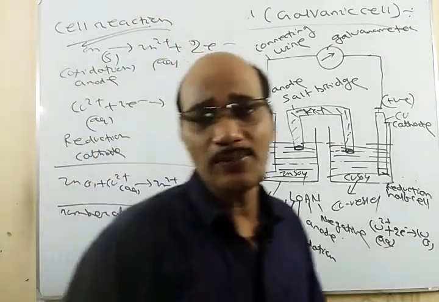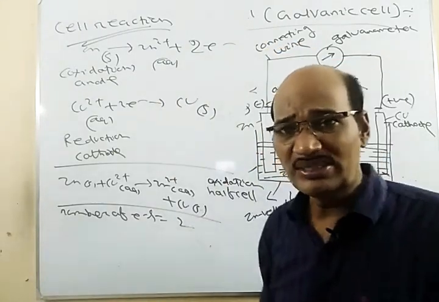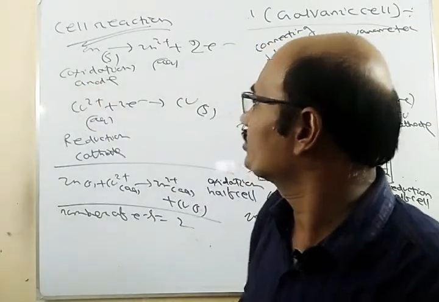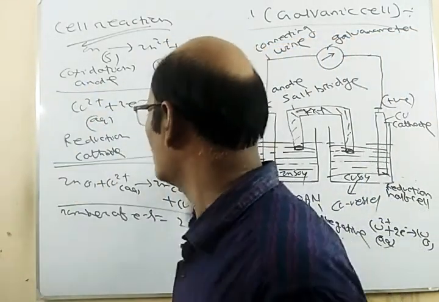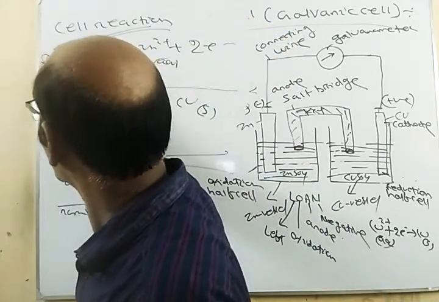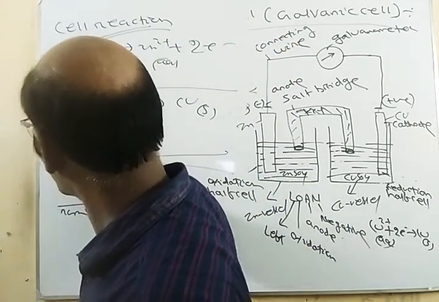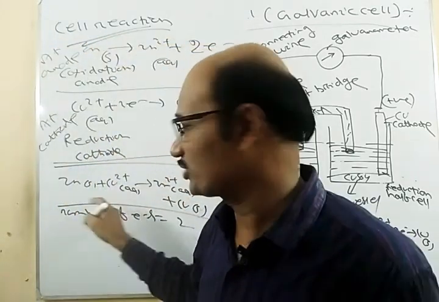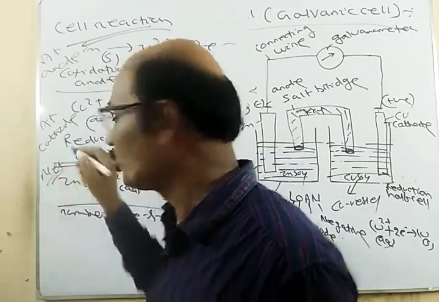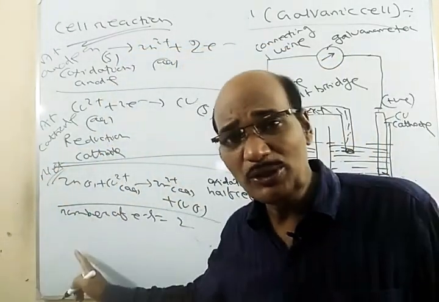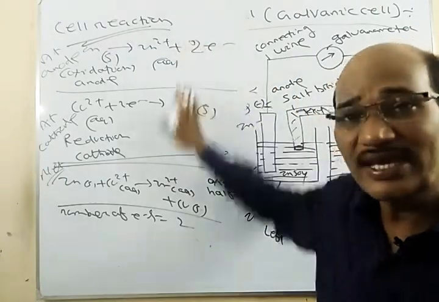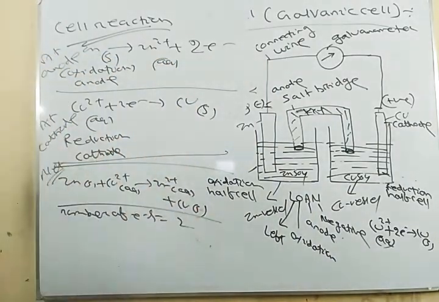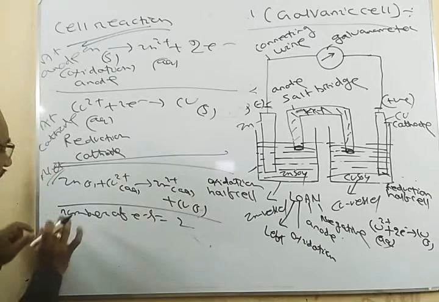For the cell reaction you can write what is happening at the cathode, what is happening at the anode, and the net reaction. This is the reaction at the cathode, this is the anode, and this is the net reaction. The number of electrons required here is 2. This is called your cell reaction. So for each cell there is a cell reaction: the reaction at the cathode, the reaction at the anode, the net reaction, and the number of electrons involved we will also calculate.